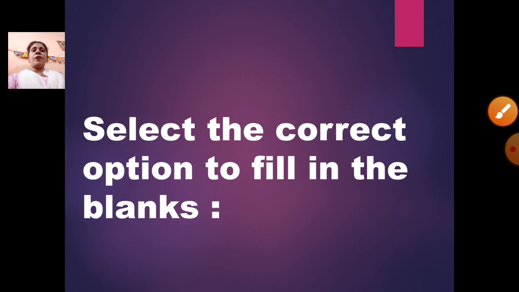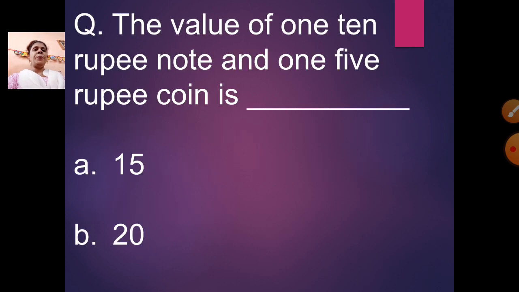Now select the correct option to fill in the blanks. This will be your next head question, that will be also of 5 marks. Okay. Now the question is, the value of one 10 rupee note and one 5 rupee coin is dash. Option A 15, option B 20.